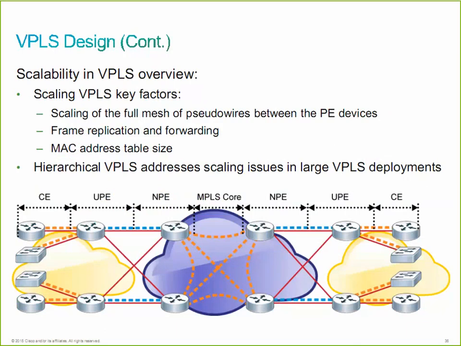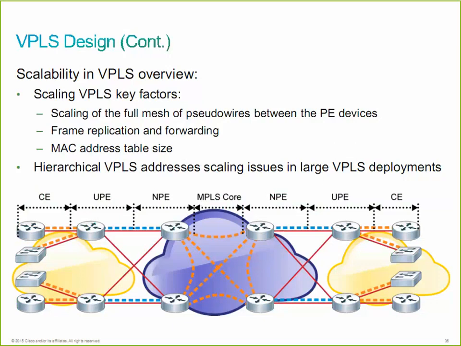The other thing that we need to address as part of the overall discussion of VPLS design is the scalability of VPLS, right? There are several different scaling factors that play a role in how large a VPLS network can grow to, or how large it can become. And the first is, of course, scaling the full mesh of pseudo-wires between my PE devices, frame replication and frame forwarding, and MAC address table sizes.